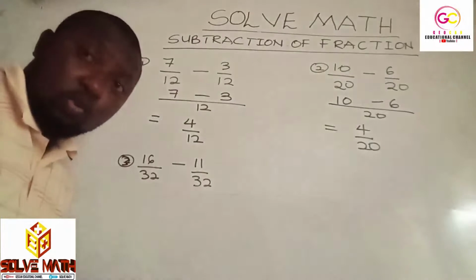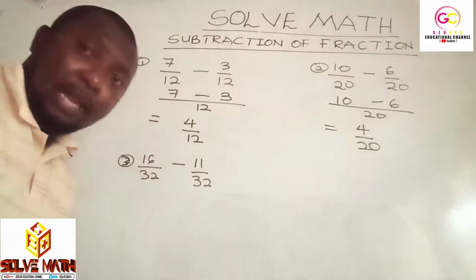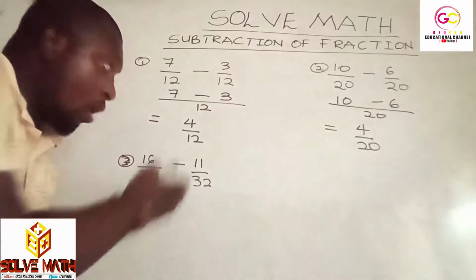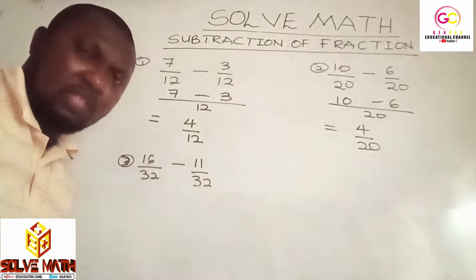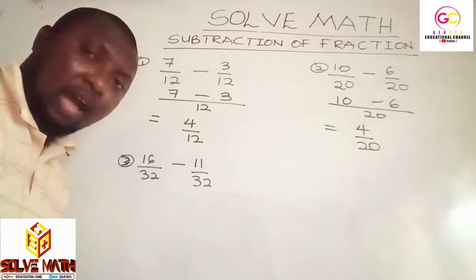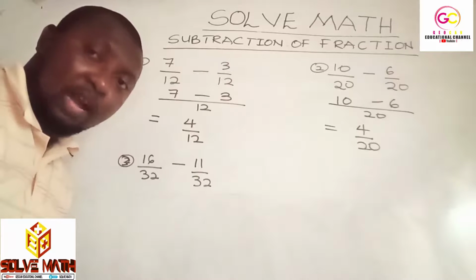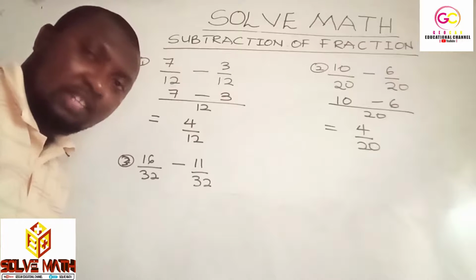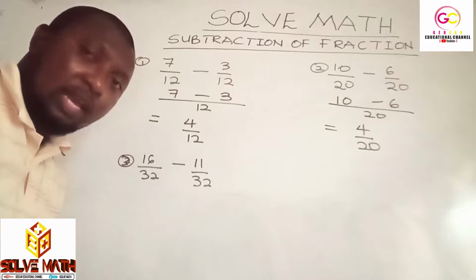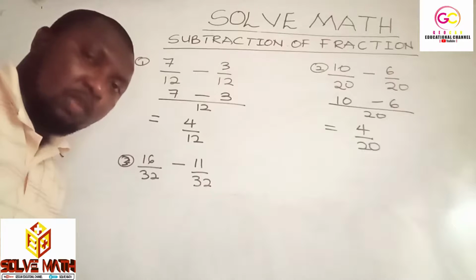Now, this is question 3. I would want you to take time and solve that on your own. That is 16 over 32 minus 11 over 30. Try your hands on this and finish me with the results via our various platforms, Solve Math on Facebook, Geocan Educational Channel on YouTube and Facebook as well, and also on Kids Zone. And indeed, I'll provide you with feedback.